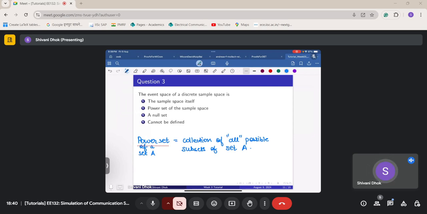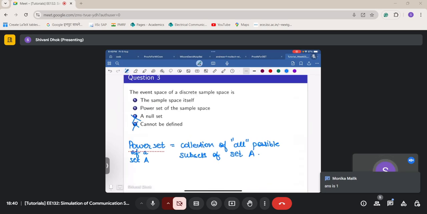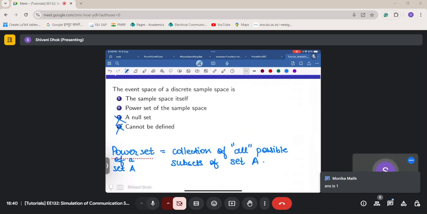So if I have a discrete sample space, obviously the null set alone cannot be an event space. You need some other outcomes to be there. So of course the third option is not correct. Similarly, cannot be defined is also not correct. The first thing is the sample space itself. So if I have a sample space which is omega equal to omega 1, omega 2 and so on, then two outcomes occurring together can also be an event.